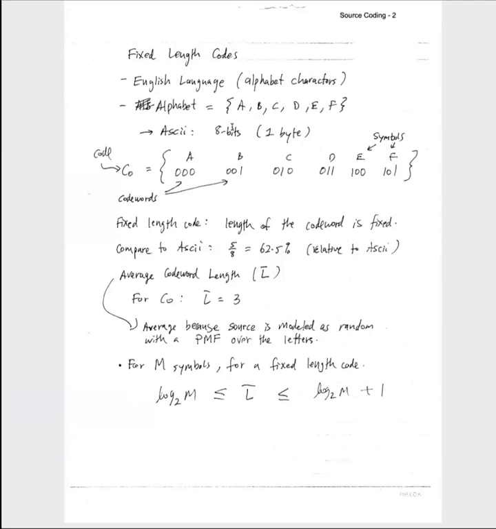For example, if you take log base 2 of 6, that's not an integer. So you need to go up to the next power of 2. So that's all this bound is saying, that the average code word length L bar is lower bounded by log base 2 of M and upper bounded by log base 2 of M plus 1, right? And this makes sense. In this case, log 2 of 6 is not an integer, but it's still a lower bound. But the upper bound is log 2 of M plus 1, which is going to be a little bit above 3, right?